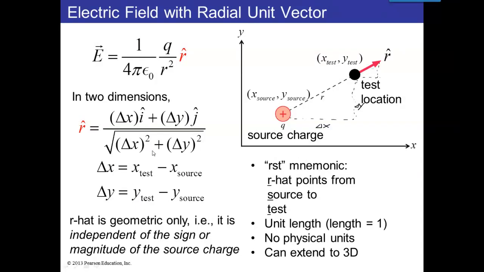Again, always try to make sure that your calculated values match up with what you see in your picture. That's why the pictures are so important. R hat always points from the source charge to the test location, regardless of the signs of the charges, right? Really only as a function of geometry here. No units to R hat, right? No units to R hat. All the units come from the other parts of the equation.